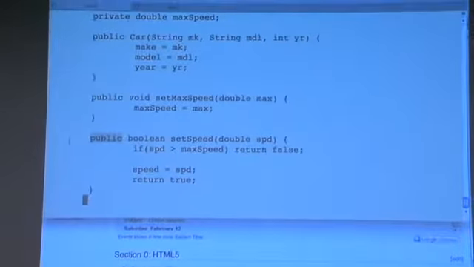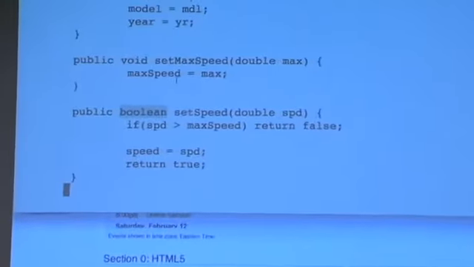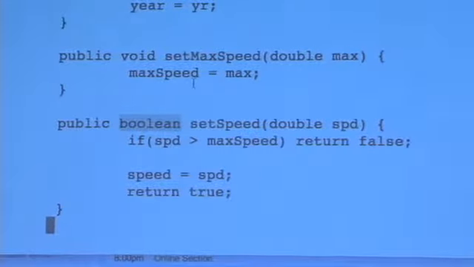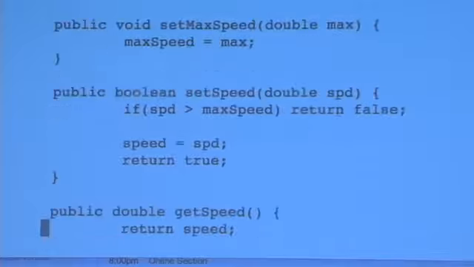So void means that we're not going to return any data whatsoever. Boolean means that we're going to return either true or false. We can have it return an integer. We could have it return a complex data type like a string. We could even have it return a car if we wanted, or not an actual car, but the type that we are now calling car. It all depends on what we want.